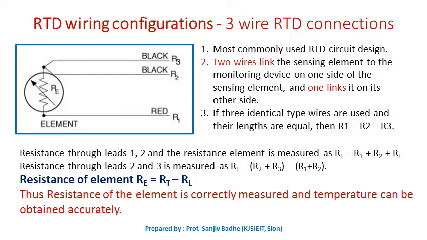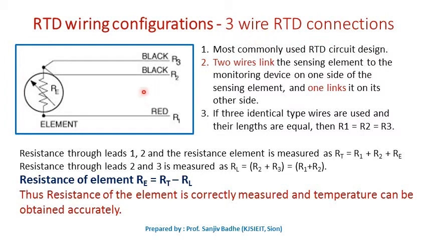In the last slide, we have seen that in 2-wire RTD configuration, the resistance of connecting wires R1 and R2 also come into picture, and that leads to the error in the measurement of temperature. So, how to overcome this problem? This problem can be overcome by introducing one more wire, a third wire. So, now this becomes a 3-wire configuration, 3-wire connection.